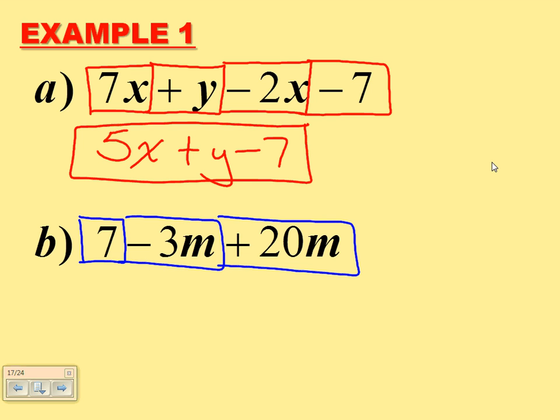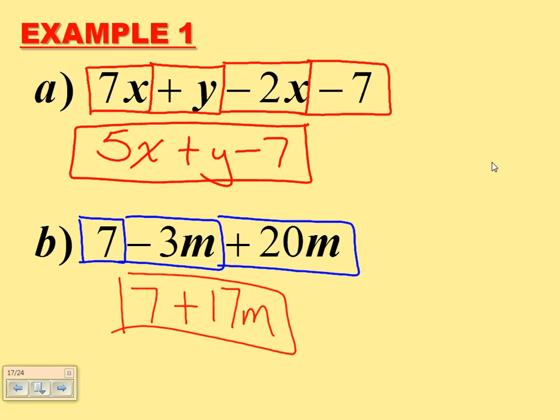Well, my answer at the end will simply be 7 plus... what's negative 3m plus 20m? The answer to that is simply positive 17m. Negative 3m plus 20m is 17m. That's my answer. Okay. Let's go to letter C.